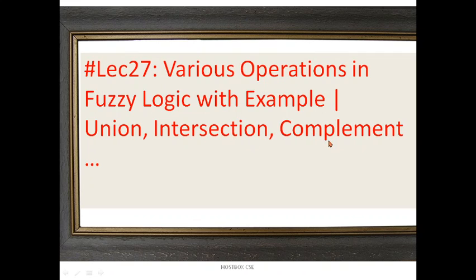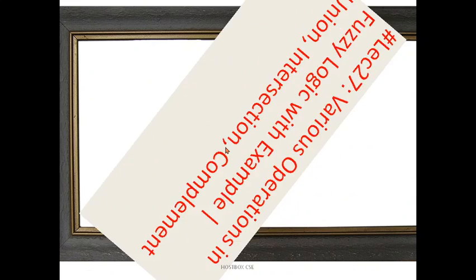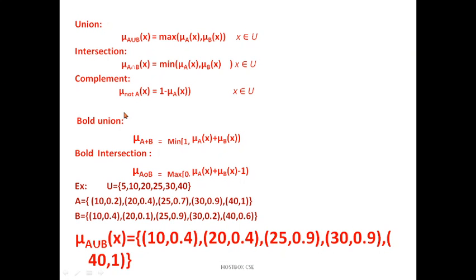These are very important and very simple, which you may have studied in previous years, maybe in intermediate also. Listen carefully. There are major operations in fuzzy logic that are very simple and easy: union, followed by intersection, complement, bold union, and bold intersection. Here, for union, the formula is mu A union B of x equals maximum of mu A of x comma mu B of x, where x belongs to U.